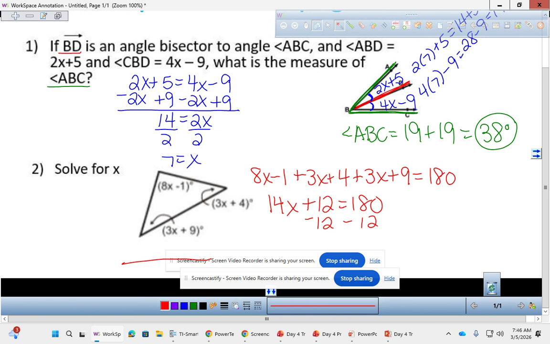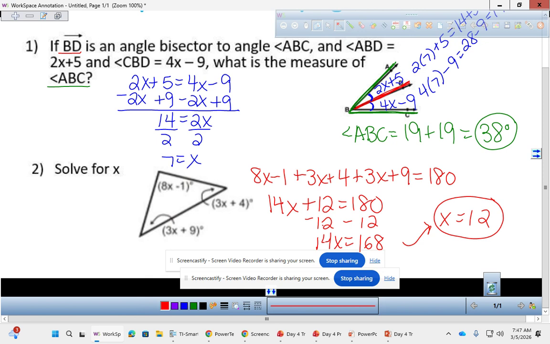Can't move that out of the way. All right, so 14x equals 168. So x equals 12. It just says solve for x. Sometimes it might request a specific angle. There were no letters on this, which is why it didn't do that. But if this had an A, B, C, and it said find angle ACB, you would find angle C, whatever the middle one was, all right?